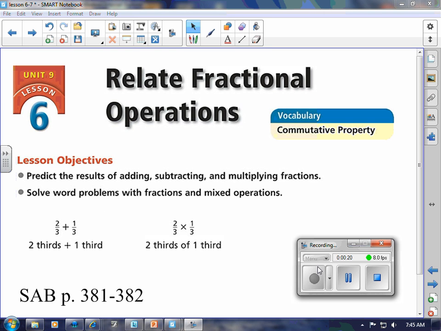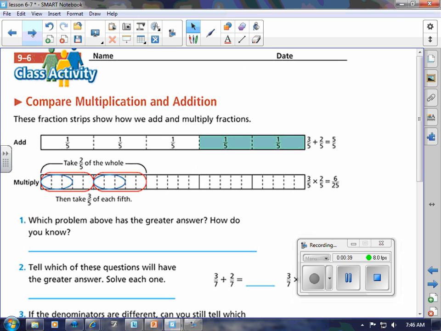What I'm saying when I say the commutative property is that it doesn't matter whether I say 2/3 plus 1/3, or 1/3 plus 2/3, right? Same when I multiply 2/3 times 1/3, or 1/3 times 2/3. It doesn't really matter, okay? So you need SAB page 381 to 382.